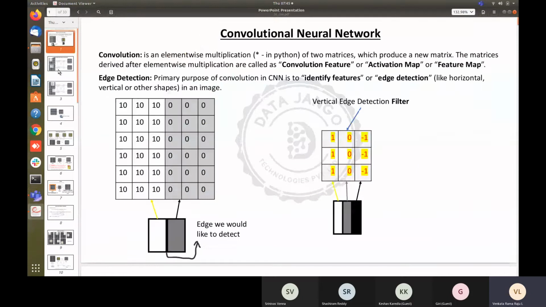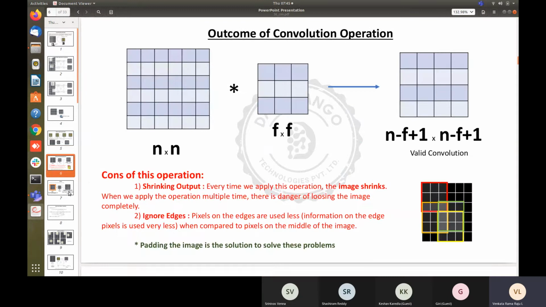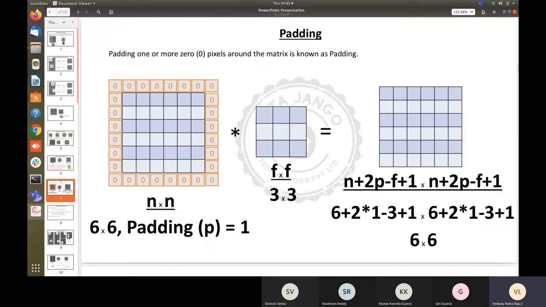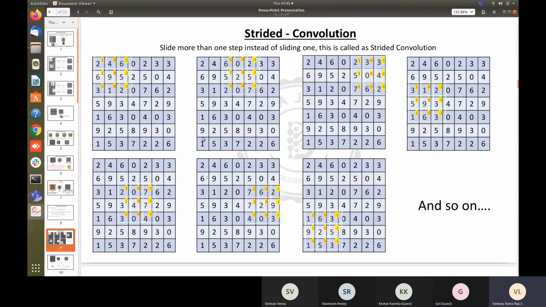Okay, so we looked into what is edge detection and how the convolutional neural network actually tries to find edges in an image, and then we looked into the disadvantages or the damage that may be caused when you apply a convolutional neural network, and then the remedies, right? Padding and stride. Stride is not a remedy for these problems, but stride is to consider fewer pixels, to speed up the process and reduce the number of calculations.